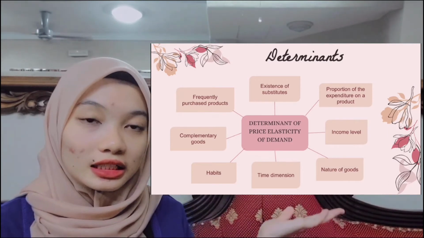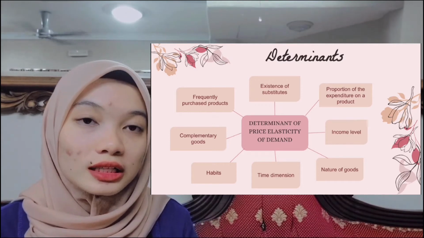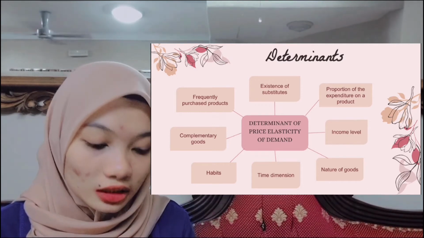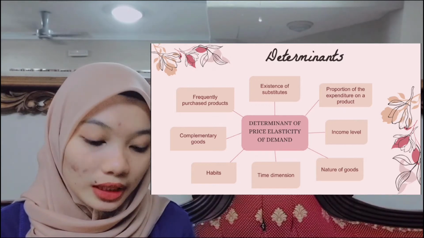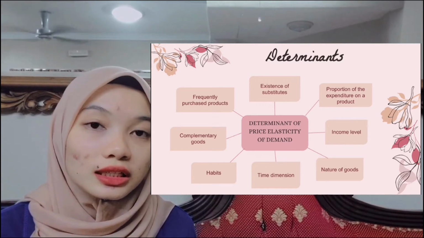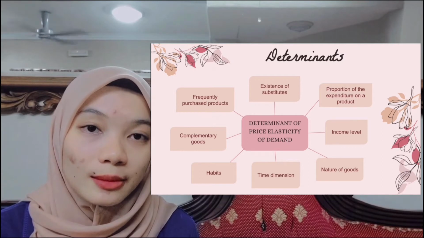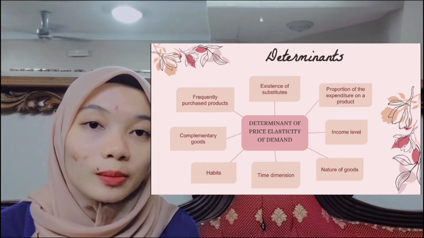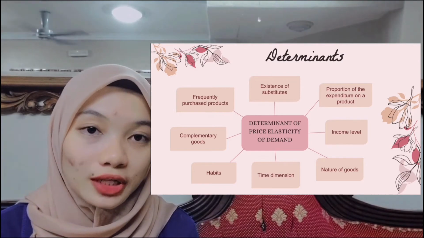So we got 8 determinants here. The first one is existence of substitutes. The second one is proportion of the expenditure on a product. The third one is income level. The fourth one is nature of good. The fifth one is time dimension. The sixth one is habits. The seventh one is complementary goods. And the last one is frequently purchased products.